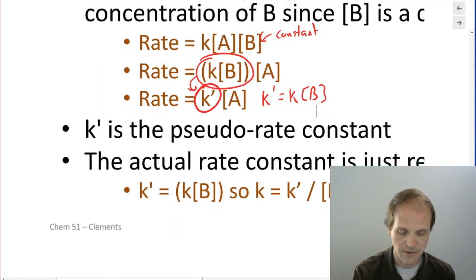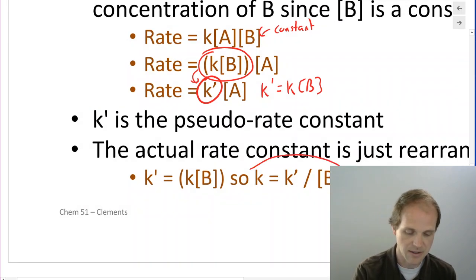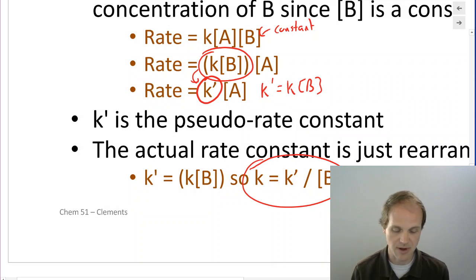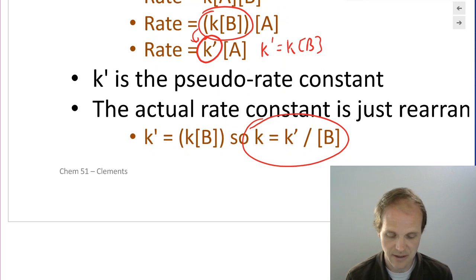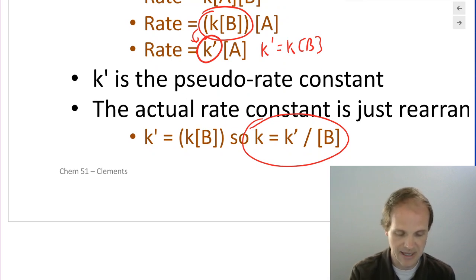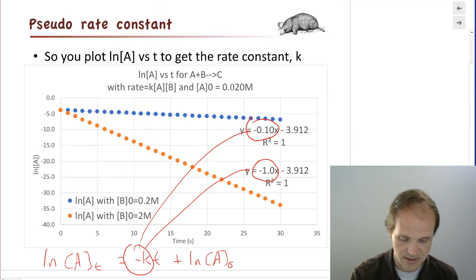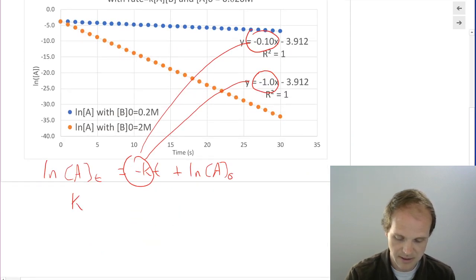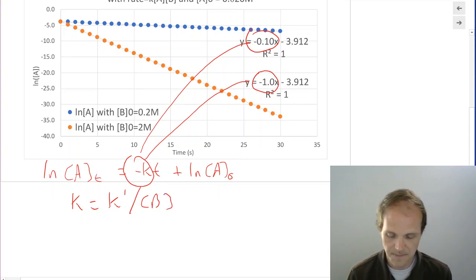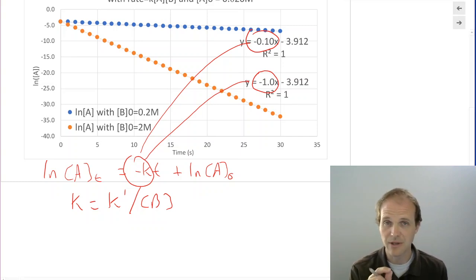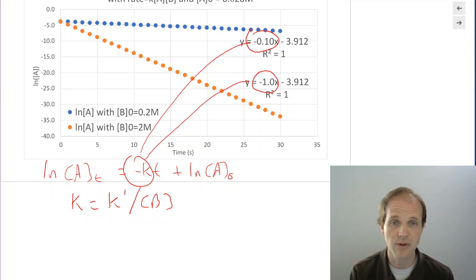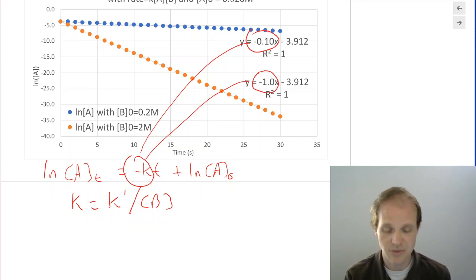Okay? So if we wanted to actually solve for K, we do this. K equals K prime divided by the concentration of B. So if we look back, K equals K prime over B. Let's do this here. K equals K prime over the concentration of B. Let's look at it for the first plot. Our K prime, the one that we get directly from the plot, is the pseudo-rate constant. When we have more than one reactant, it's the pseudo-rate constant.